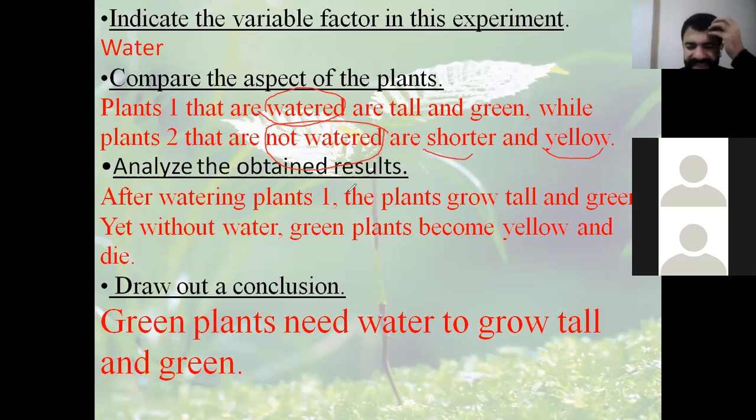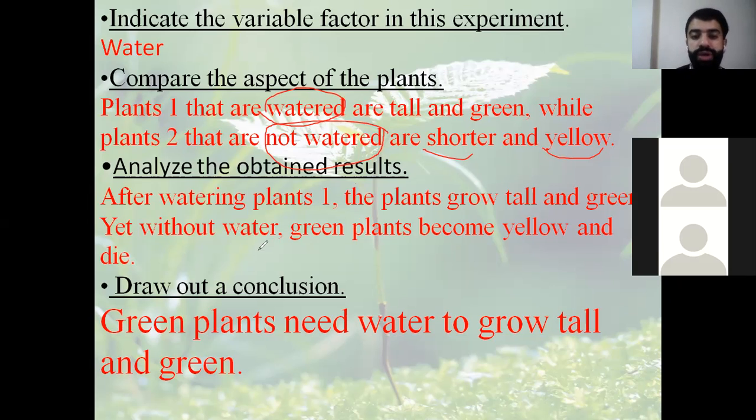Moving to the analysis, it seems to be, for example, similar somehow to the comparison. It's not the same. So after watering, you have to make it detailed: after watering, plants 1 grow tall and green, while without the water, these plants become yellow and finally they will die.